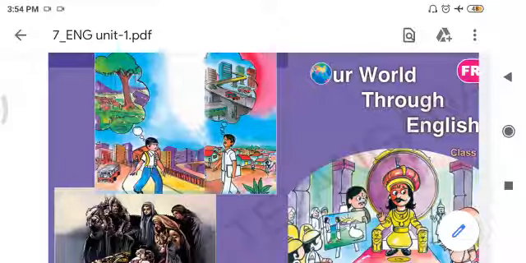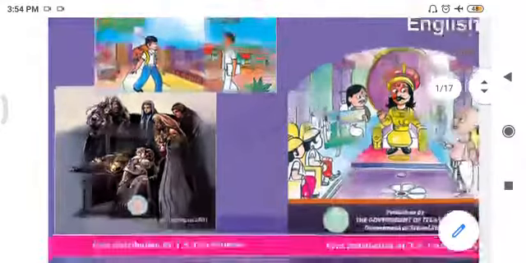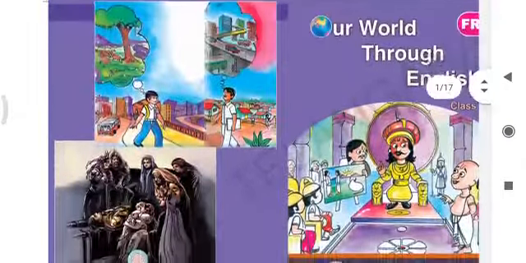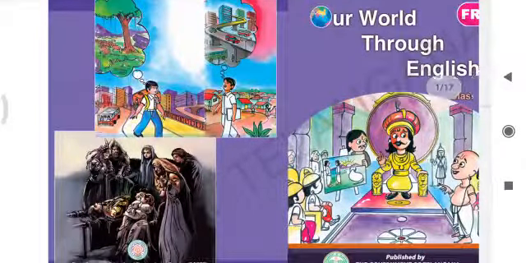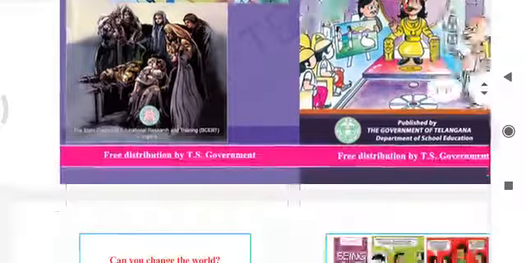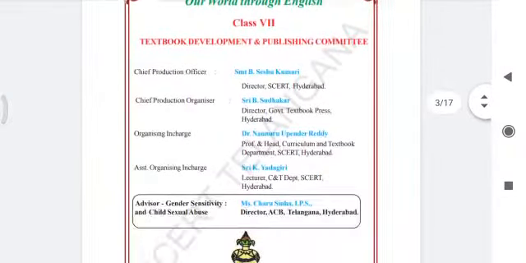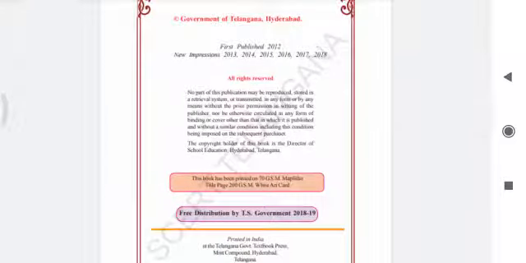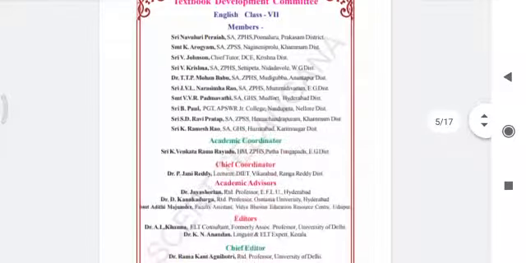We shall start with unit 1 of class 7 today. So this is the face sheet, the opening sheet of the textbook of English of class 7. Okay, we shall move on to the next slides. I will also share a link in the description to download the textbooks in PDF format. So we can just download this same PDF.